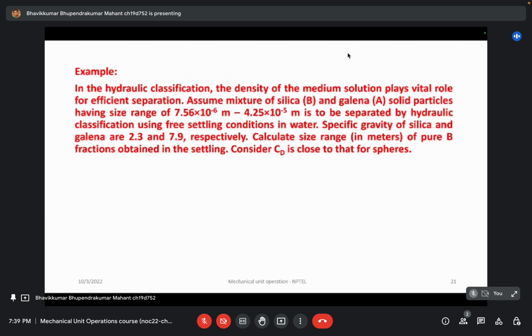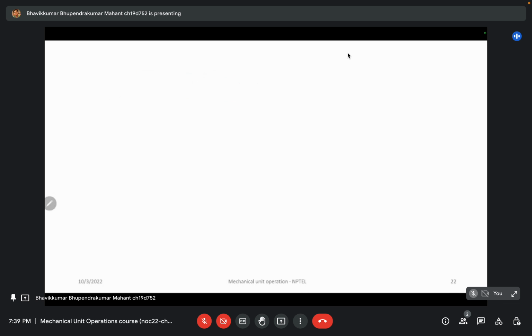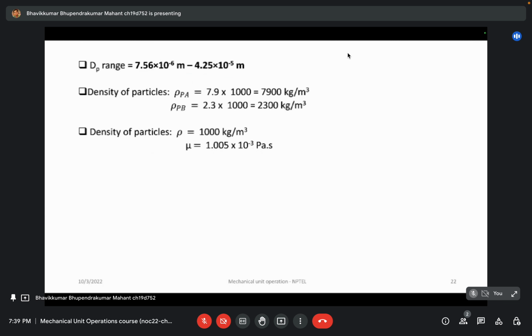In the same example, this is the same size range and the same specific gravity, and you need to calculate the size fractions of the light particle. So the procedure is the same. We have the size range of 7.56 × 10^-6 meter to 4.25 × 10^-5 meter.